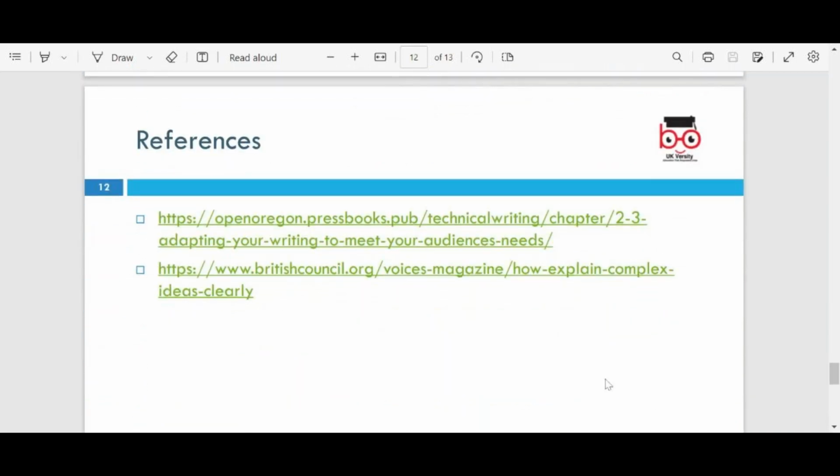So we've got your references here, which are Open Educational Resources, press books, technical writing, and then British Council, the Voices magazine, how to explain complex.